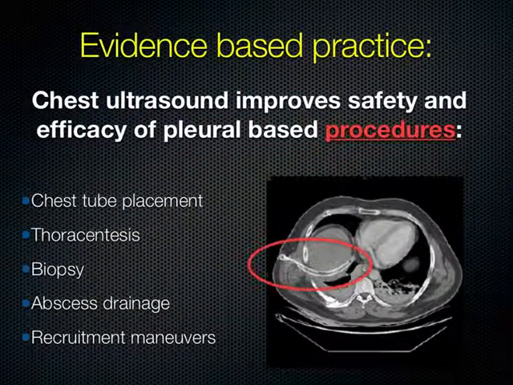Chest ultrasound has definitely been shown to improve the safety and efficacy of pleural-based procedures. You'll notice that you can tap out what you think is dullness and where a pleural effusion should be, but you might be wrong and instead place the chest tube directly into someone's liver. When you have the opportunity to use an ultrasound to localize fluid in real time, there's really no reason not to use it.